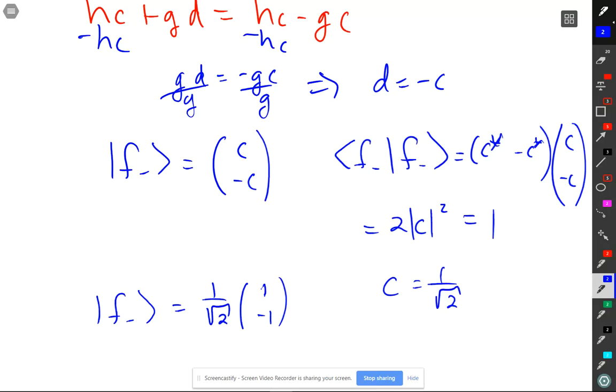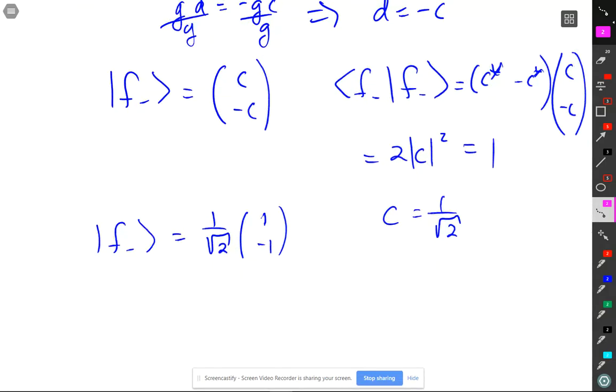Where'd you get the 1 minus 1? Because I found C is 1 over root 2. And so I put in 1 over root 2 here and minus 1 over root 2 here. Then I just went ahead and factored out the 1 over root 2. So it was 1 and minus 1.